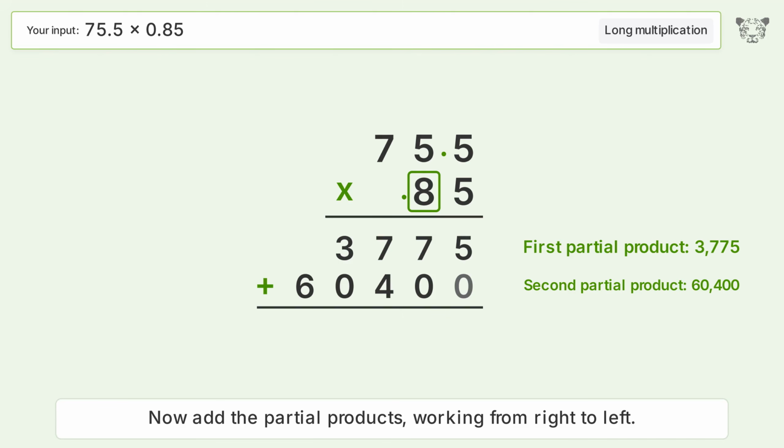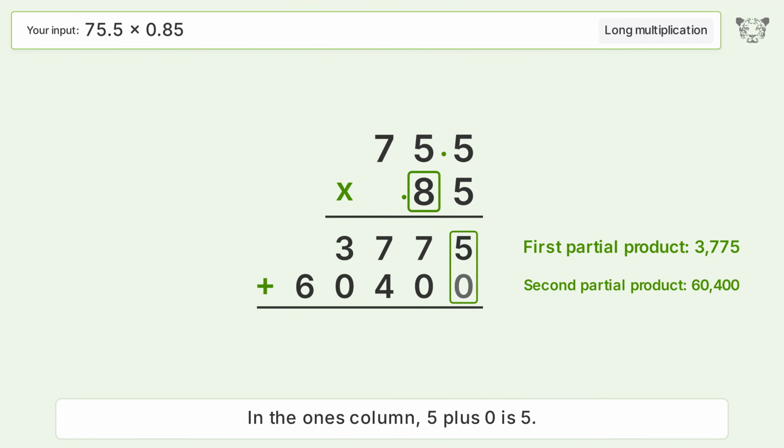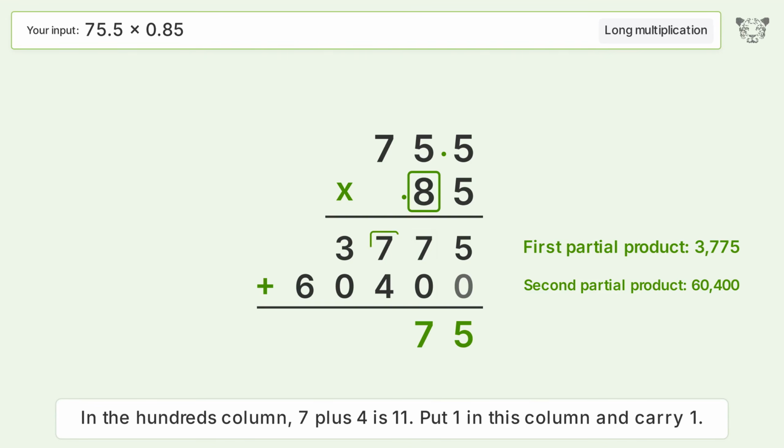Now add the partial products, working from right to left. In the ones column, 5 plus 0 is 5. In the tens column, 7 plus 0 is 7. In the hundreds column, 7 plus 4 is 11.